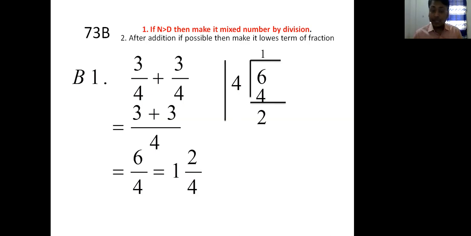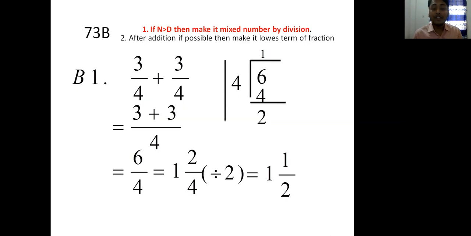After that, again you have to look at only the fraction. Can we make it lowest term again? Yes, because 2 and 4 can be divisible by 2. That's why you have to make it lowest term. How? Divide by 2. If you divide by 2, then 2 ones are 2, 2 twos are 4. The whole number does not have to be divided, only the fraction. So finally we got 1 whole 1 by 2. This is our answer. I hope that you understood.